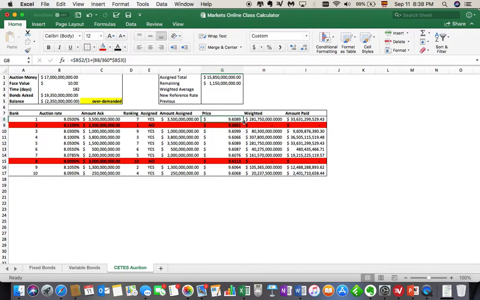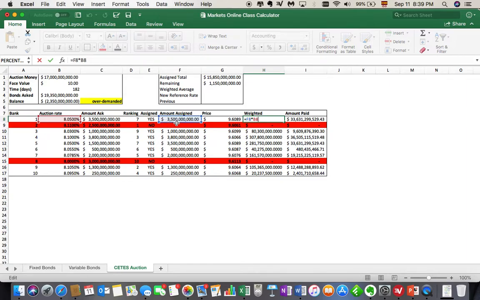Okay, that's all I did for each. So you have the price this bank is paying for this amount of bonds. Okay, now comes the tricky part. For each assigned bank, in order to get the new reference rate, we need to weight each amount times the price, or weight each rate times the amount of money they are asking for.